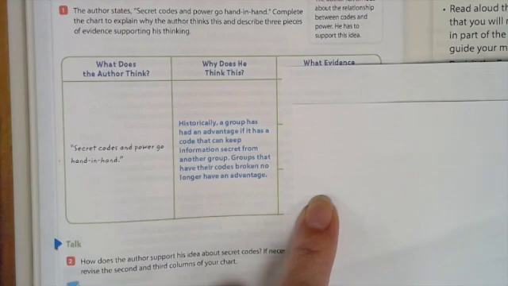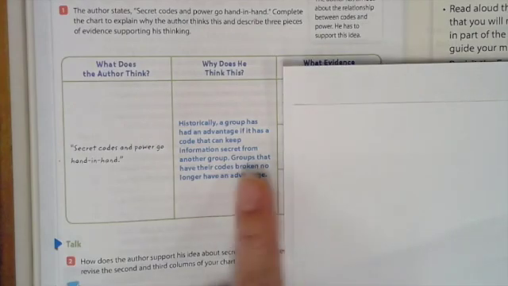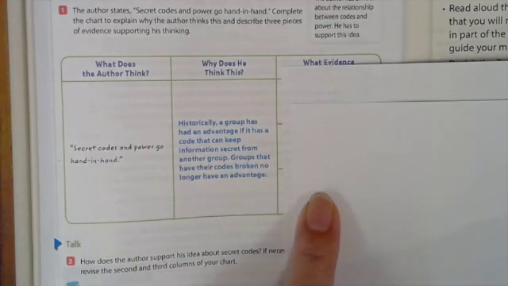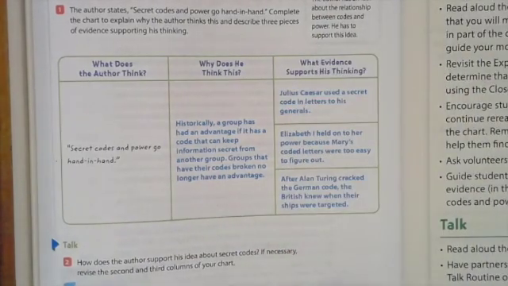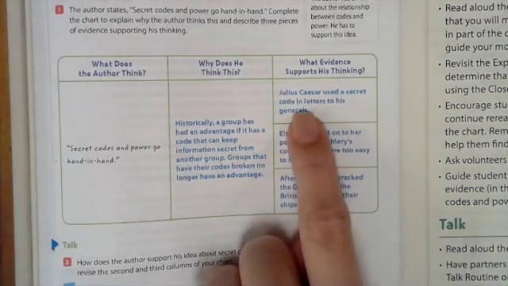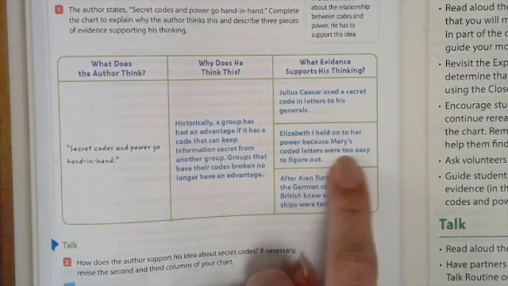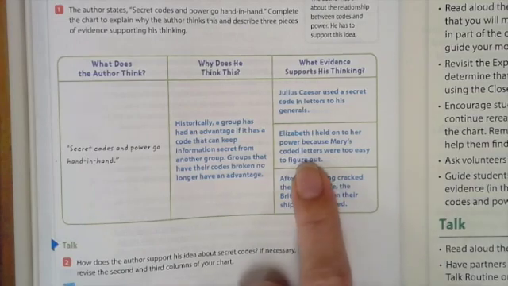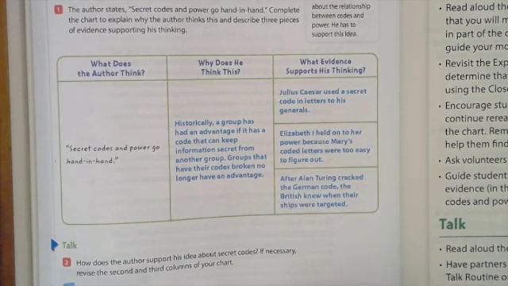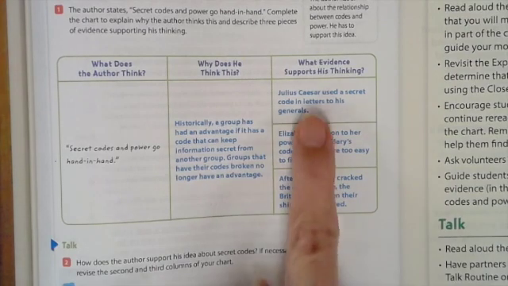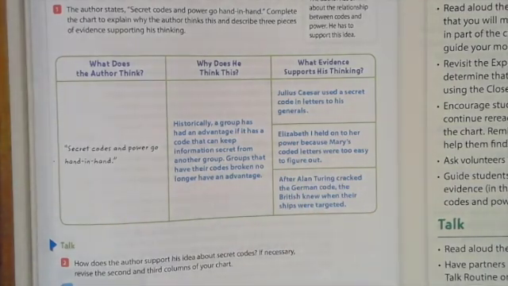What evidence supports that? Well, it's the 3 things that happened in history. Julius Caesar had the code, Mary and the Queen of England, and the German code. So our evidence: Julius Caesar used secret code in letters to his generals. Elizabeth I held on to her power because Mary's coded letters were too easy to figure out. So Mary didn't have a strong secret code. And then after Alan Turing cracked the German code, the British knew when their ships were targeted. So those are 3 examples from history that show power and secret codes go hand in hand.